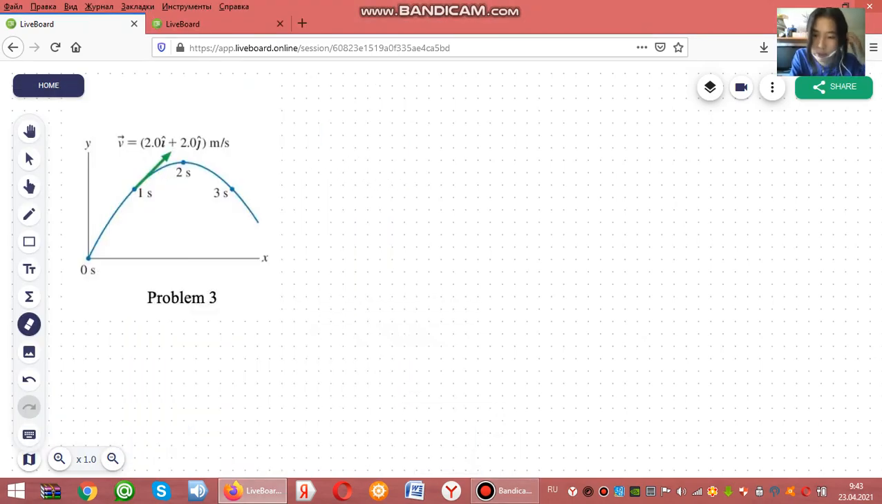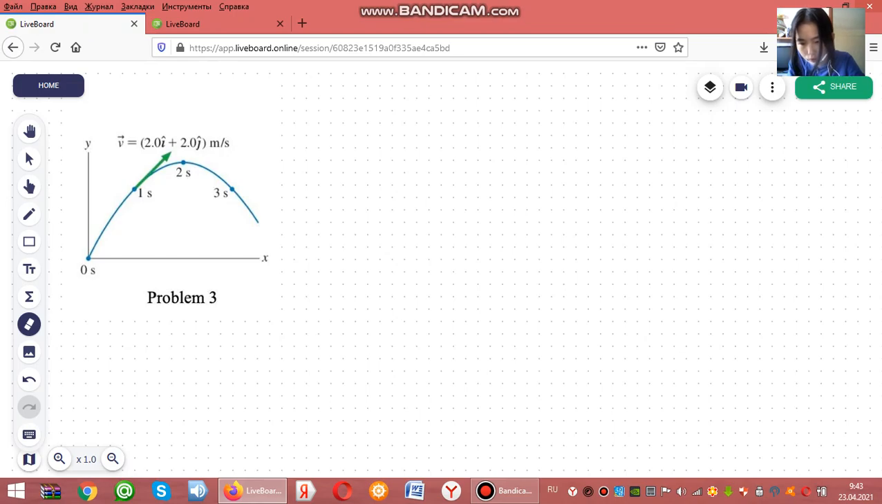Okay, what about the third problem? This problem actually connects with the topic of motion in two dimensions, like free fall, etc. So here we should find three unknowns. Okay, let me read these unknowns.